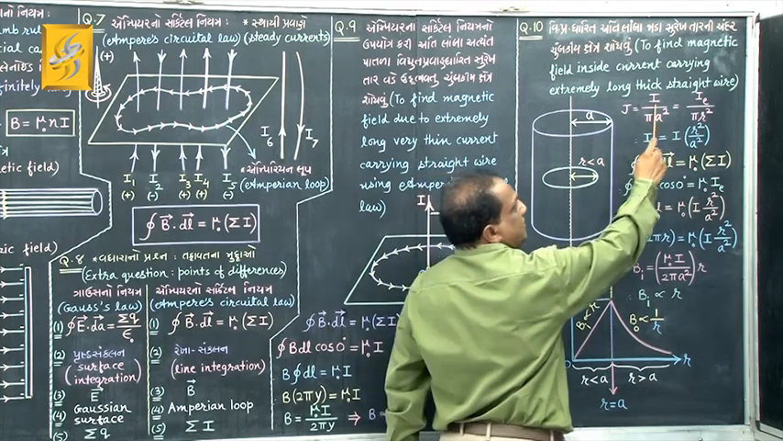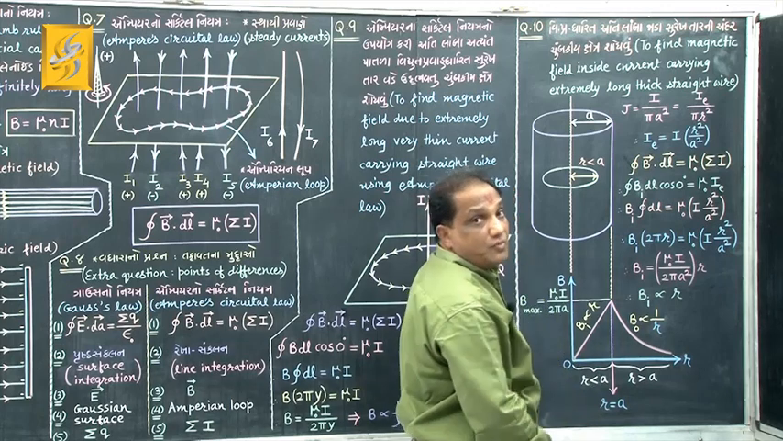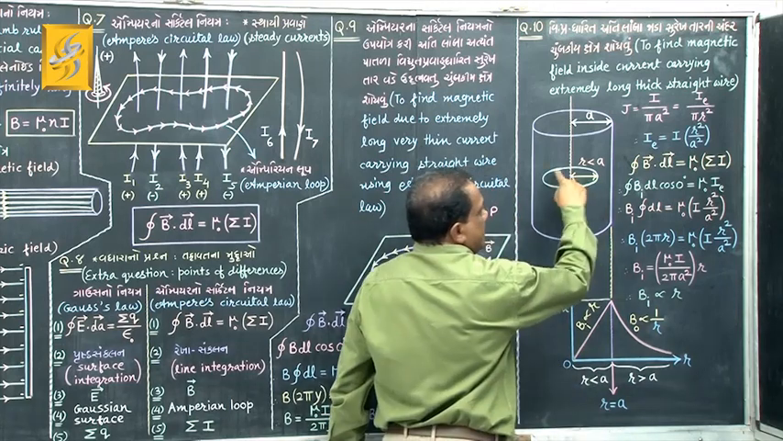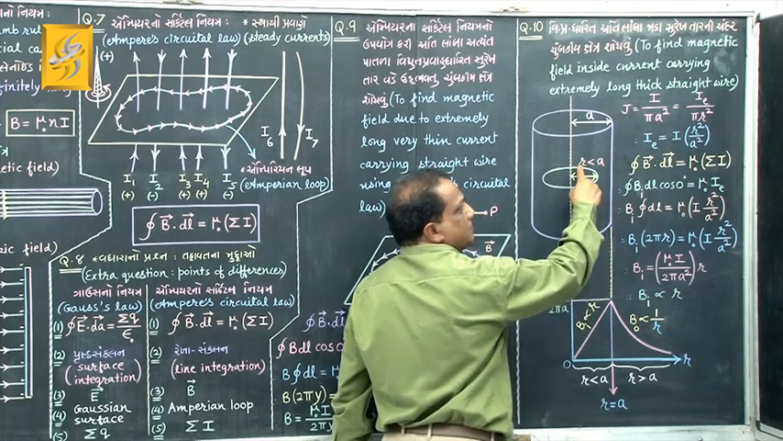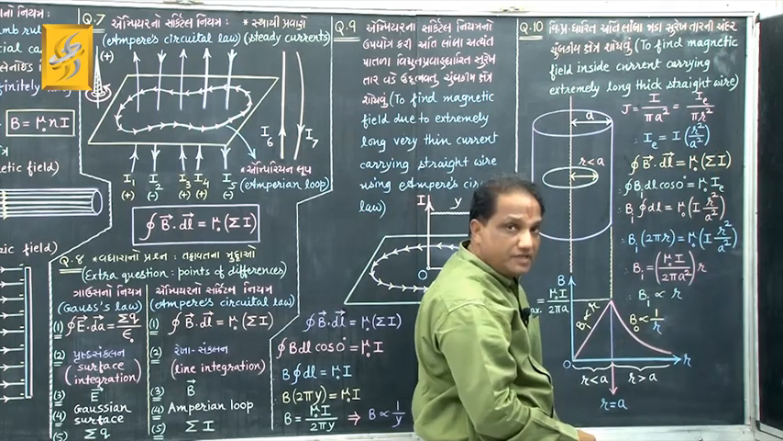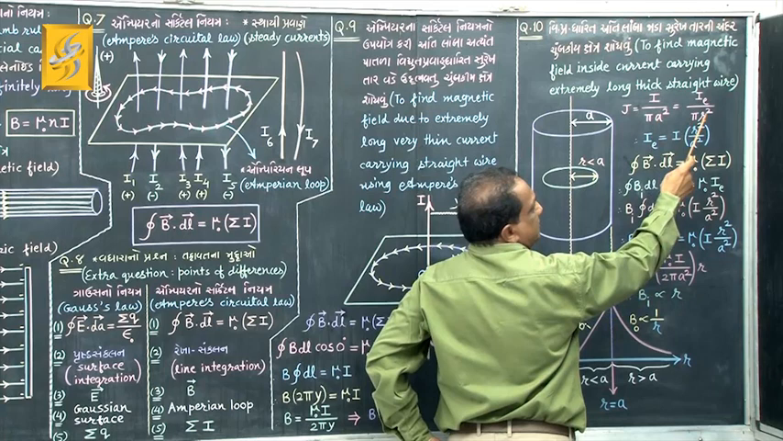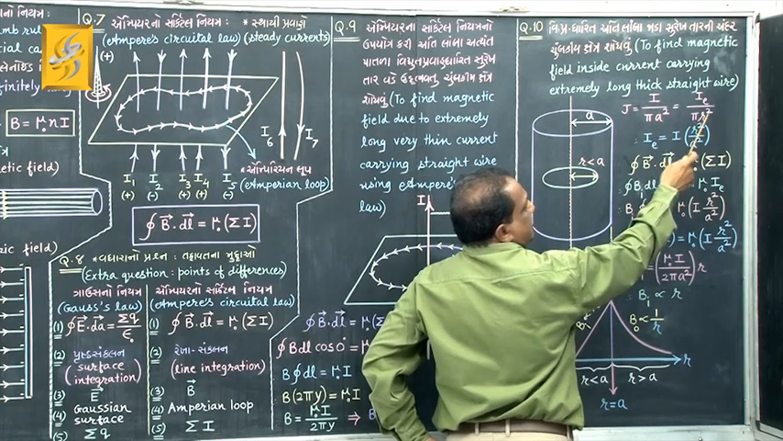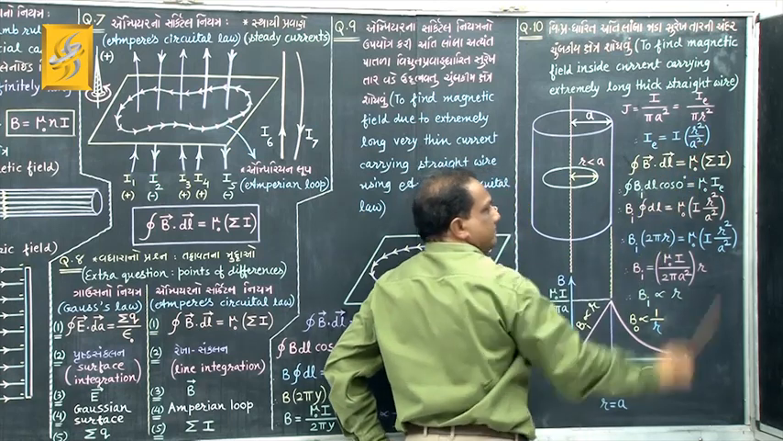It is smaller than this, so I am giving a different symbol IE, that is the enclosed current, divided by the corresponding cross-sectional area. The area of this circle will be pi into radius square, but the radius is smaller, so I am writing here pi r square, correct? Find out IE now, pi will cancel, take this up, so it is I into r square upon a square, I into r square upon a square, fine.